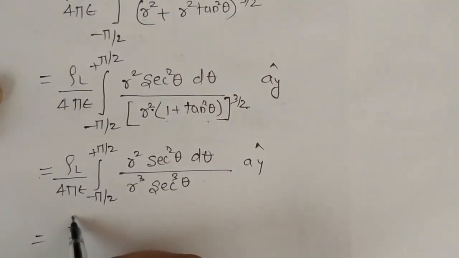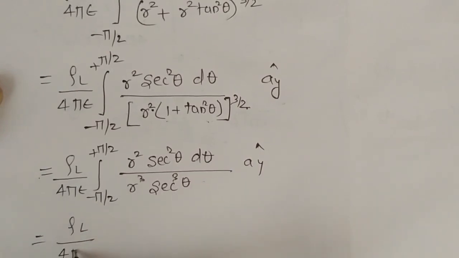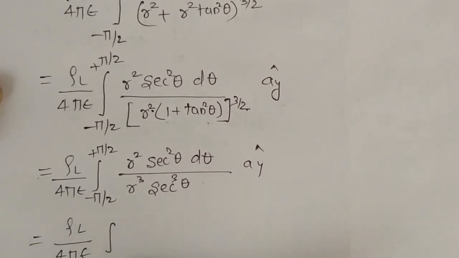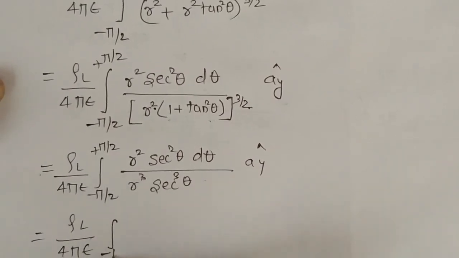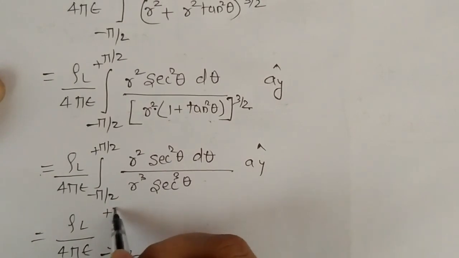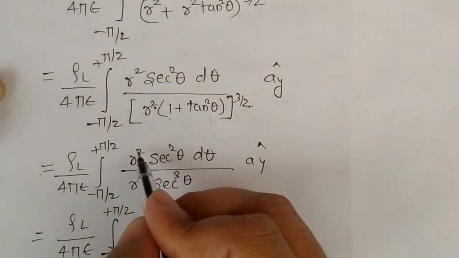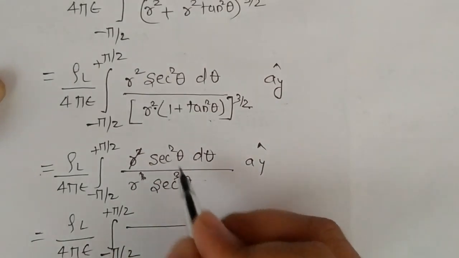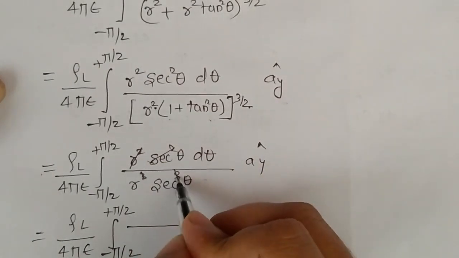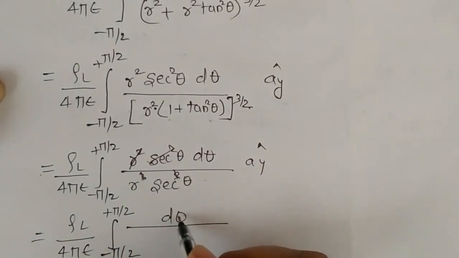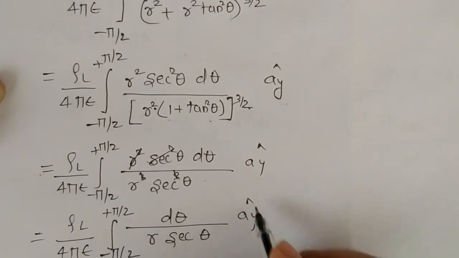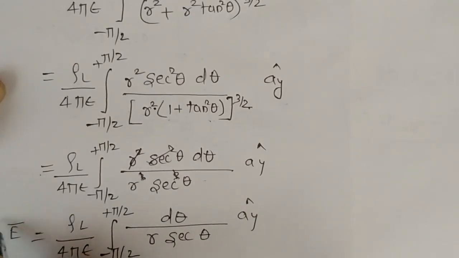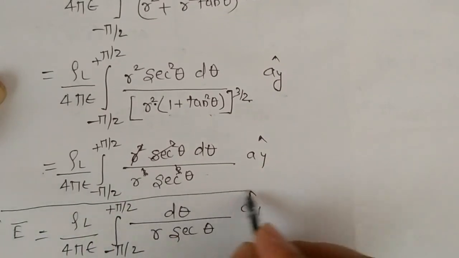So it is equal to rho L by 4 pi epsilon, with limits from minus pi by 2 to plus pi by 2. So this r square and r cube will cancel. This sec square theta and sec cube theta will get cancelled. So leaving behind d theta, r, sec theta into a cap, and this is the E bar value with the integral.